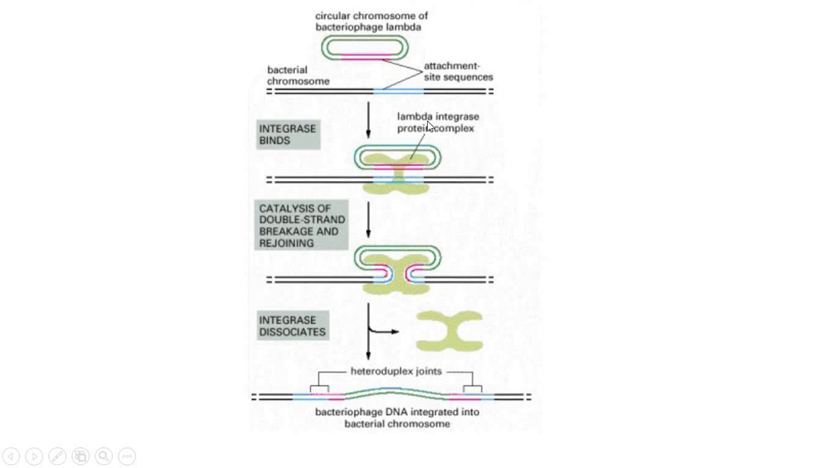This makes the lambda integrase protein complex, which will bring the phage DNA and the bacterial DNA together. Once they are together with these integrases, because these are endonucleases, they will make a double-stranded cut and then join the two portions. This makes a cut here, which combines with the bacterial DNA. Integrase will dissociate after that, and this heteroduplex will stay. Now the bacteriophage DNA has been integrated into the bacterial chromosome.